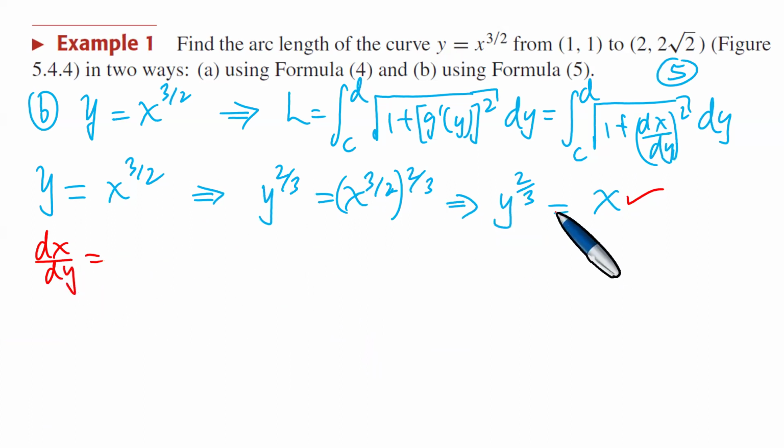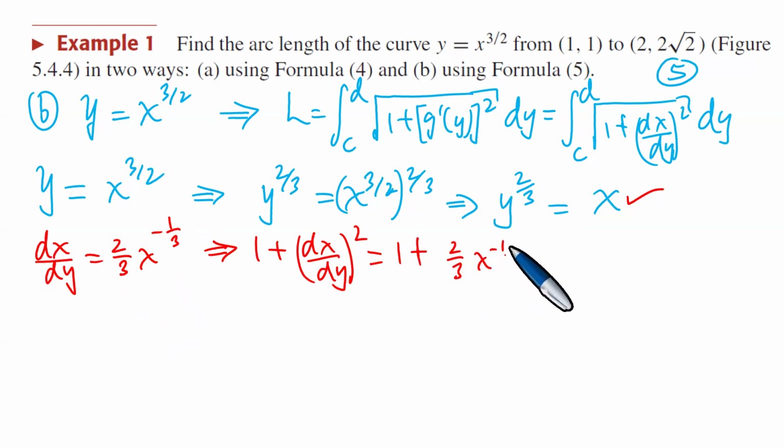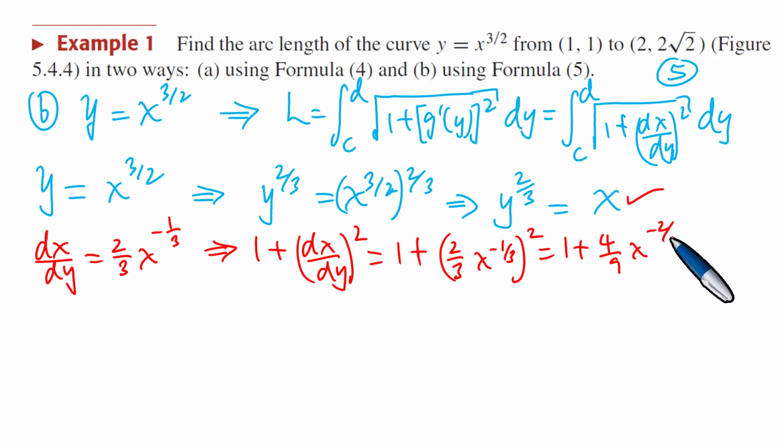Right, so what is dx/dy? So you bring down the 2 over 3 x to the power, and if you subtract 1 from this, you get minus 1/3. And then it remains to compute like usual the 1 plus dx/dy, and then you square it. So which is 2/3 x to the minus 1/3, and then you square it. 1 plus 4 out of 9 x to the power minus 2 out of 3.